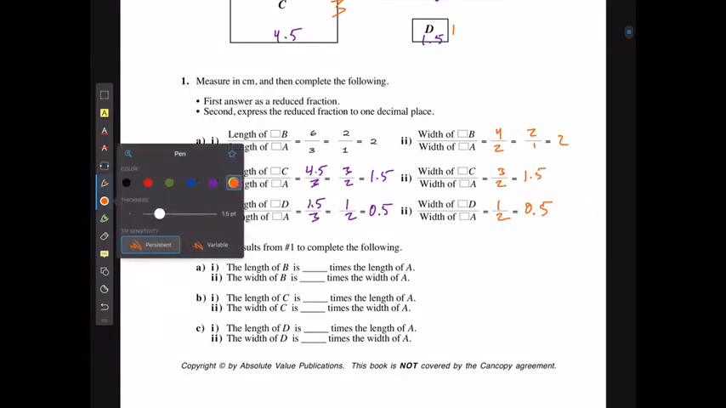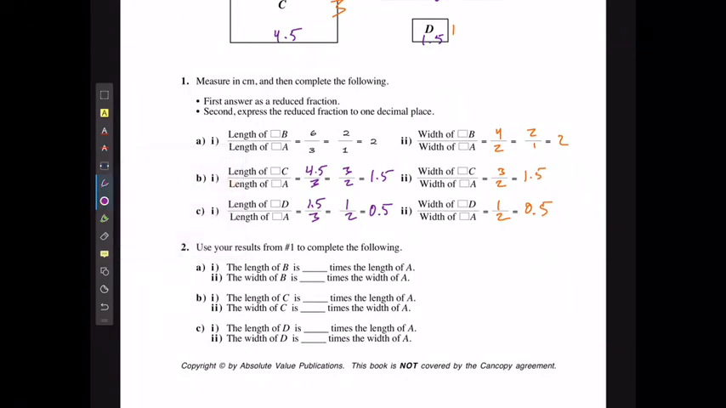I can state that the length of B is 2 times the length of A. The width is 2 times the width of A. The length of C is 1.5, and the width is 1.5 of what A is. And for D, it's going to be 0.5 of A and 0.5.